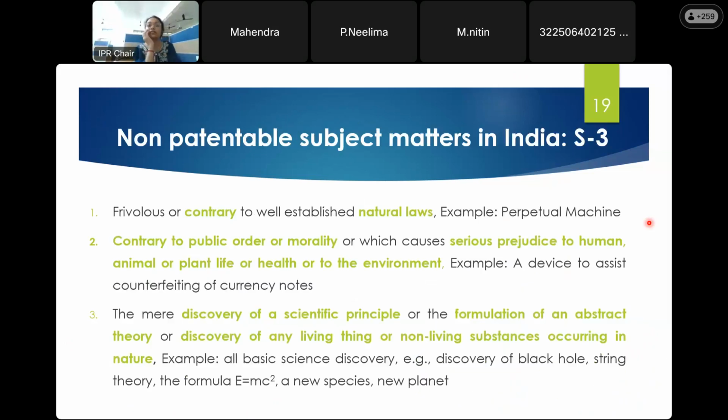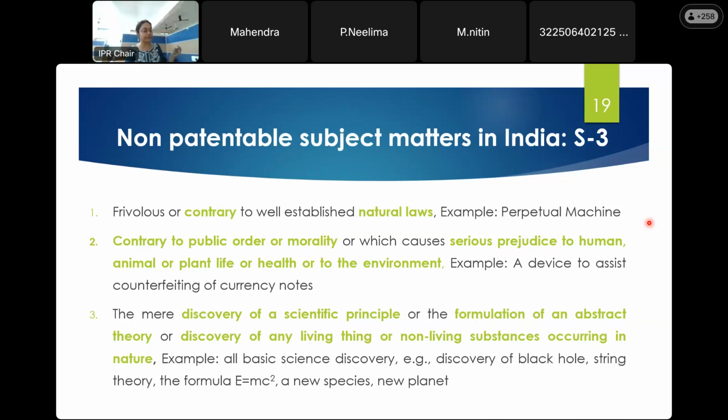Okay, so there is a list of non-patentable subject matters in India. If you know it, it's good for you, because when you file the patent application beforehand, you will be able to understand that these things are not patentable in India, right? So after this section 3 and 4, I have one exercise also. So please listen to it. First of all, if it is contrary to well-established natural laws, it is not patentable. So whatever I have listed in these slides is not patentable in India. So these are under non-patentable subject matters.